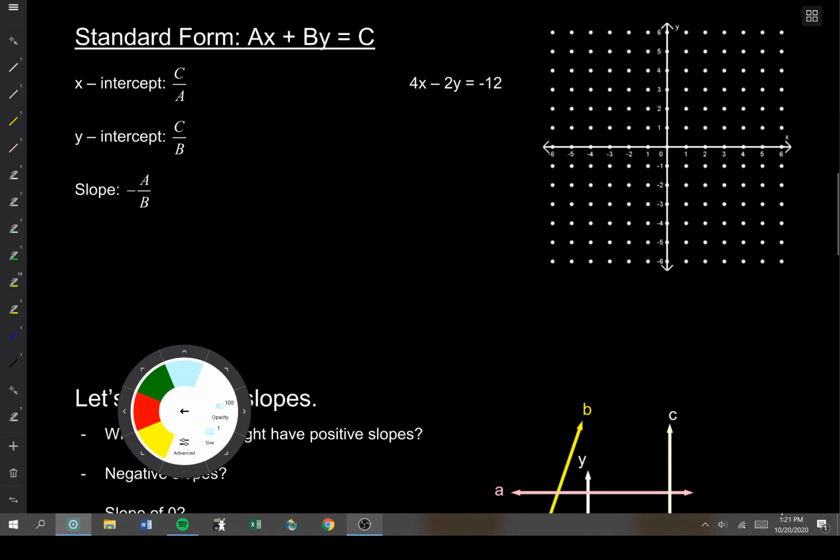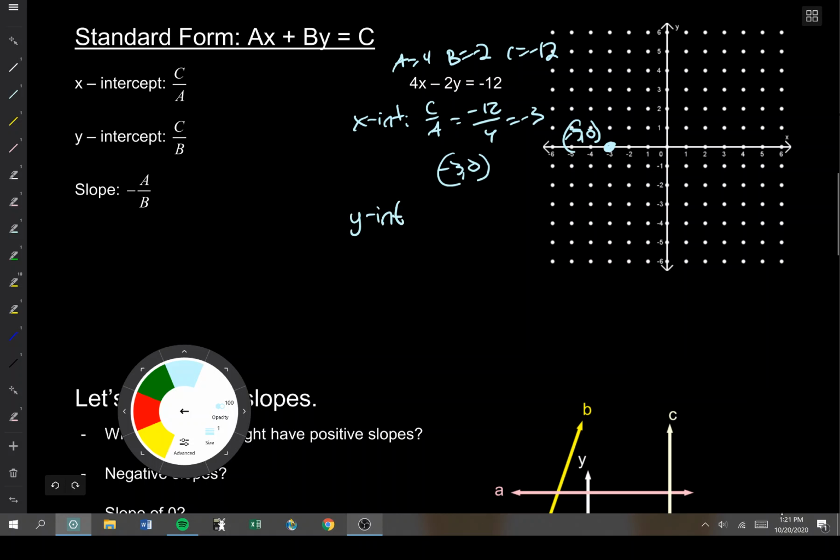And the key to standard form is identifying what's a, what's b, and what's c. And note that negatives are terribly important, okay? The negative values are incredibly important. B is negative 2, C is negative 12. So here I'm going to find the x-intercept. To graph this line of the x-intercept, I do C divided by A, which is negative 12, divided by 4, which is negative 3. So the x-intercept is right here at negative 3, 0.